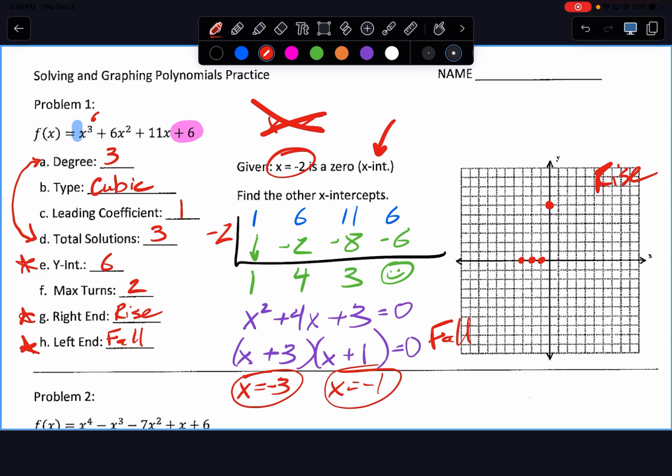Like when we draw this, would we just go through? Exactly. So we know it's fall. So we're going to start down here, go through each dot, and then go up through my y-intercept, just like that.